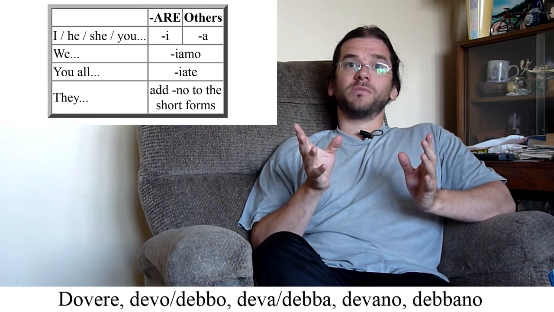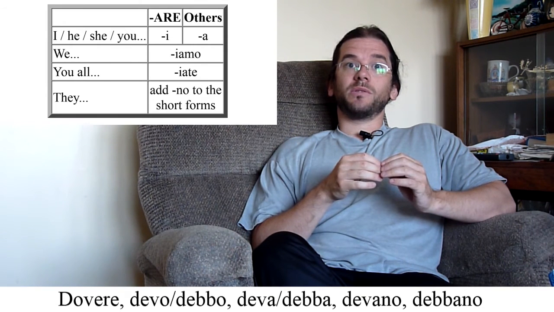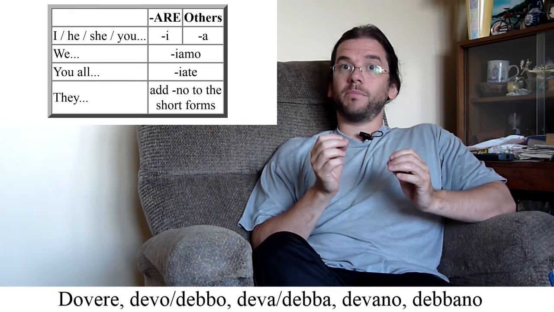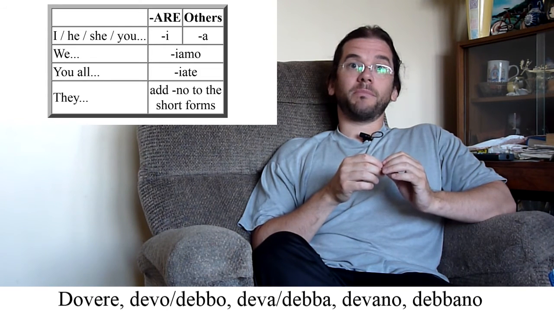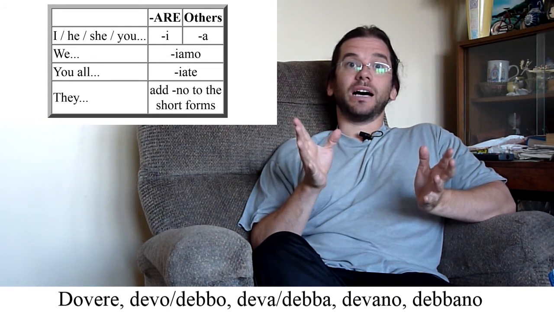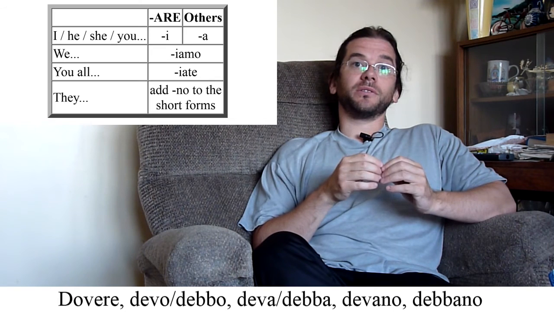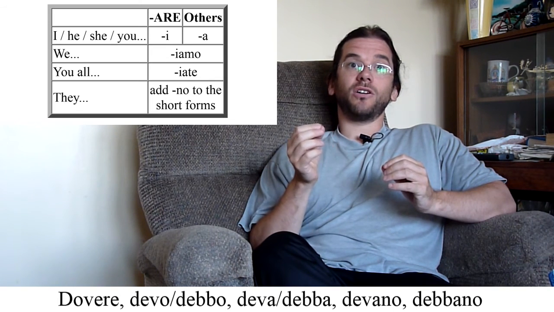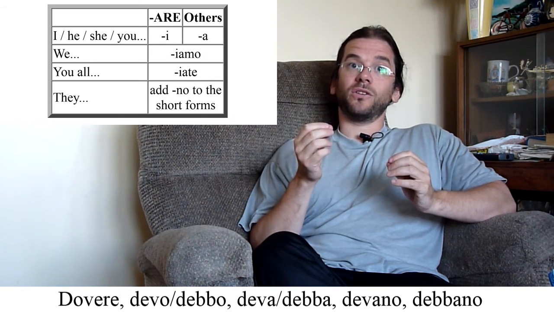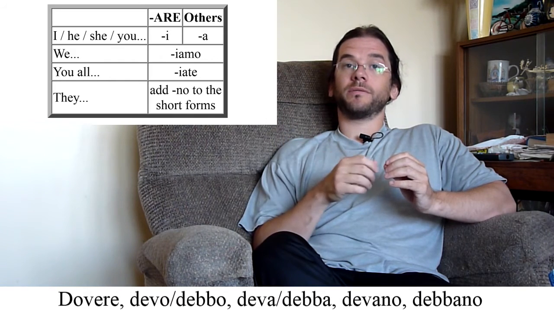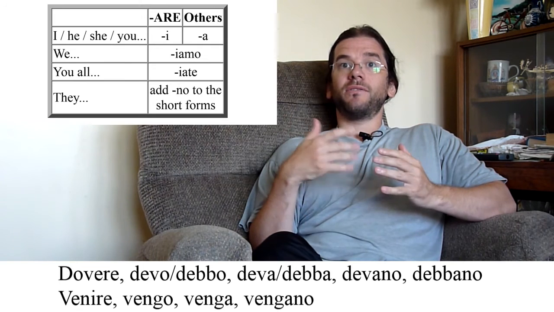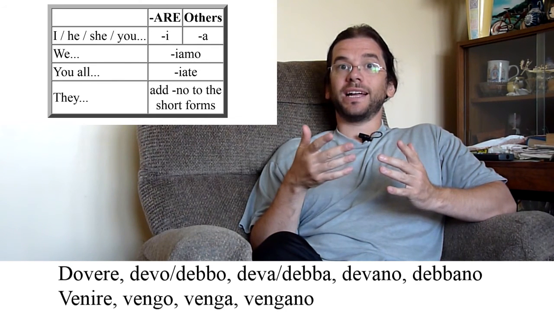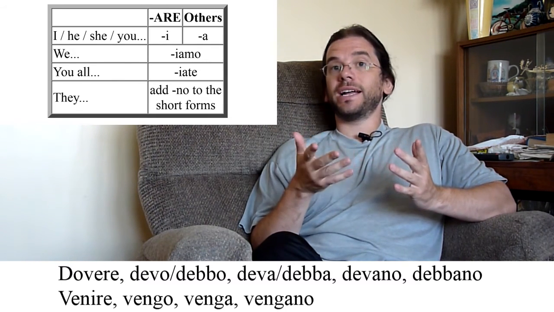Dovere has two forms in the indicative. The more frequent devo, but also debbo, both meaning I must. I can change either of these to deva or debba, meaning something like I, he, she or you might have to. Again, I can append a no for devano or debbano. For venire, I take vengo and change it to venga or vengano.